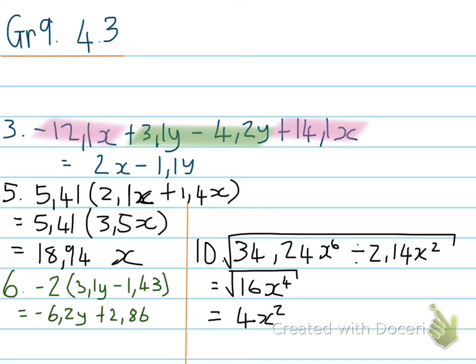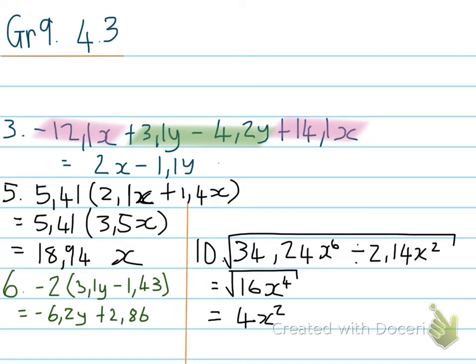Remember, I can do these in between with my calculator, but I have to show every step. And then 3,1y minus 4,2y is negative 1,1y. And that is the answer for number 3. Nothing else. And then I cannot do anything with it because it's x and y. Can I subtract x and y? No.